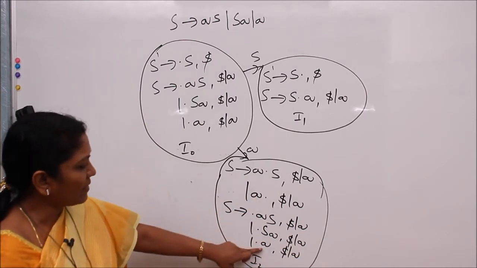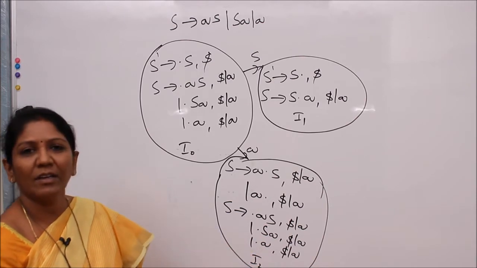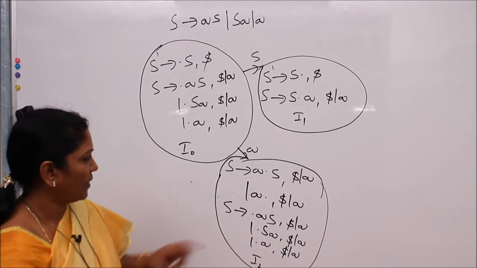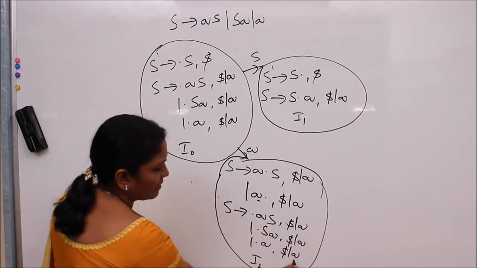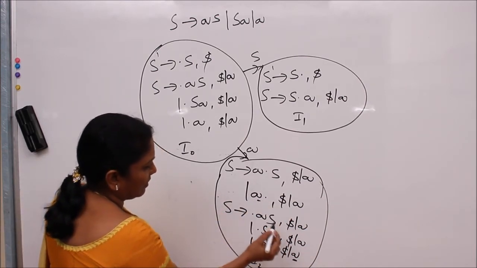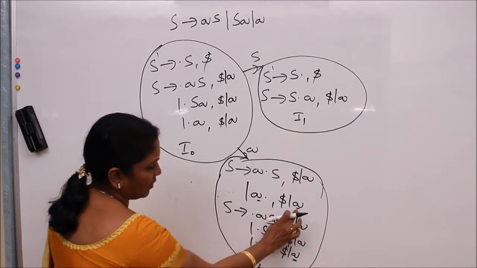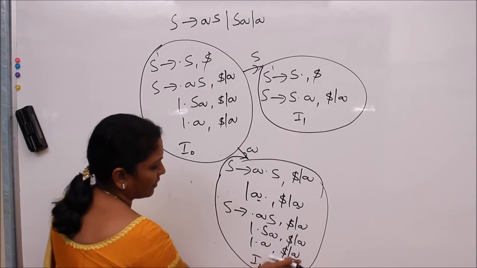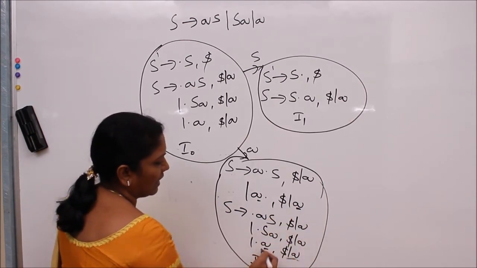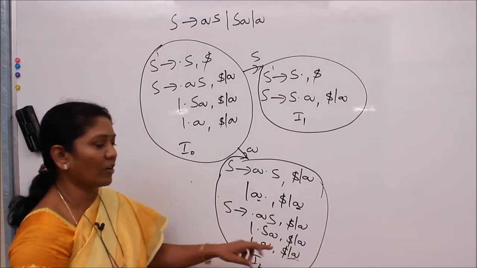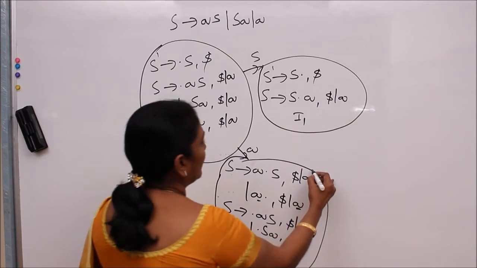So look at the state I2. There is a final item as well as a non-final item here. Because of which we can say there is a shift reduce conflict. This final item has a look ahead which is matching with the non-final item. Since these two are matching in LR1 items, this is an SR conflict. Okay. Now, let us complete the DFA.